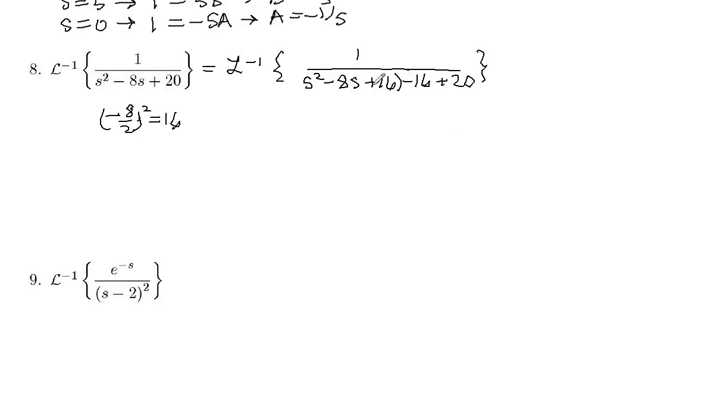So it didn't change the value of that expression. But now we're going to group these guys. And this is going to be inverse transform, and then this will be 1 over. This one factors as s minus 4, s minus 4. So that's a perfect square. So that's s minus 4 squared. And then what's left over, -16 and positive 20, is plus 4.